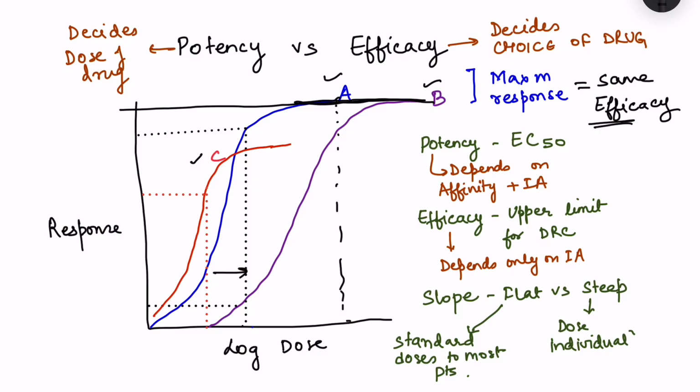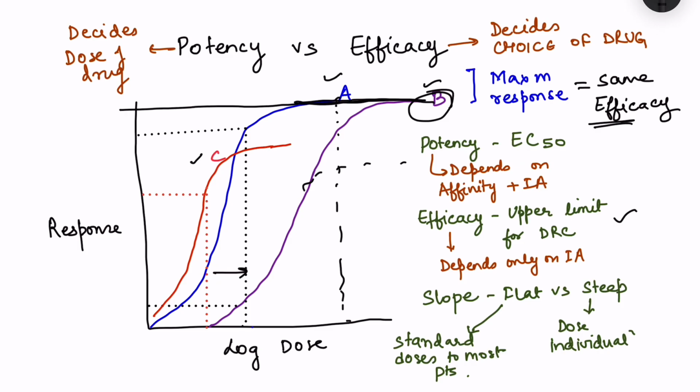For example, if we talk about morphine and aspirin, both are drugs which are used for reducing pain, that is, for analgesia. But morphine has more efficacy compared to aspirin. That means aspirin doesn't have this much reduction in the pain. Okay, somewhere here it will be. That much reduction in pain cannot be achieved with aspirin. So this efficacy is basically the upper limit of the drug response curve.